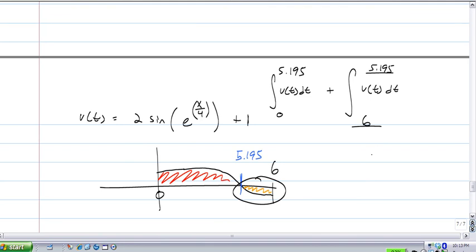So when you type that second integral into your calculator, you go integral v of t, comma x, comma 6, comma 5.195. In the first one, you go integral v of t, comma x, comma 0, comma 5.195. And that'd give you the same answer.